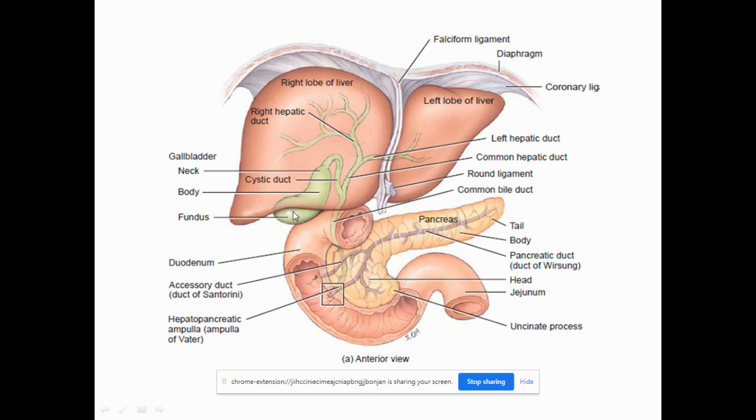One is the fundus, the next is the body, and the neck, through which the bile flows. Bile flows out through the cystic duct, and then joins with the common hepatic duct to come out as a common bile duct, which again joins with the pancreatic duct to enter into the duodenum. So this is the structure, anatomy of the liver and the gallbladder.